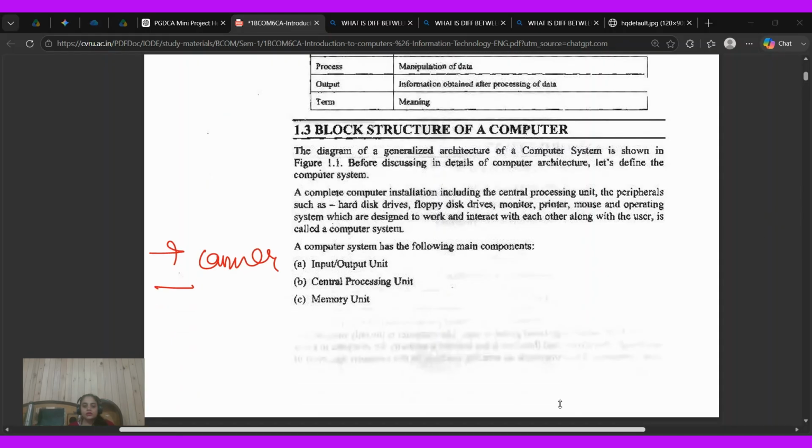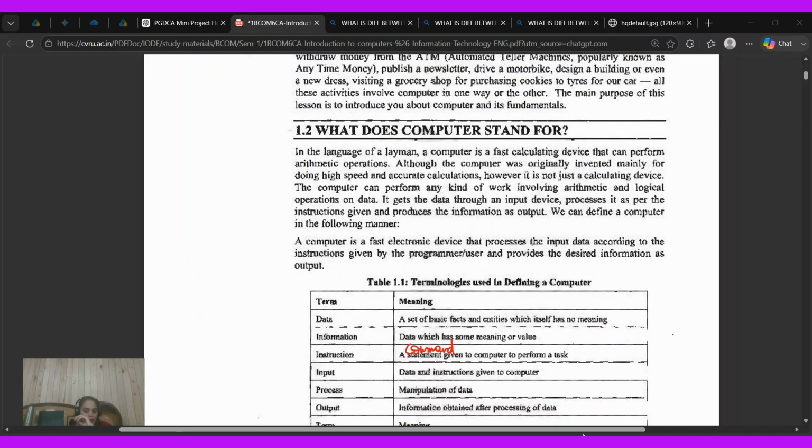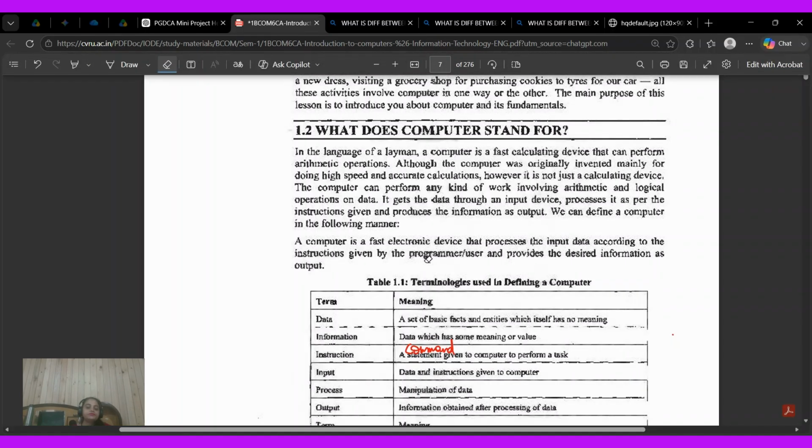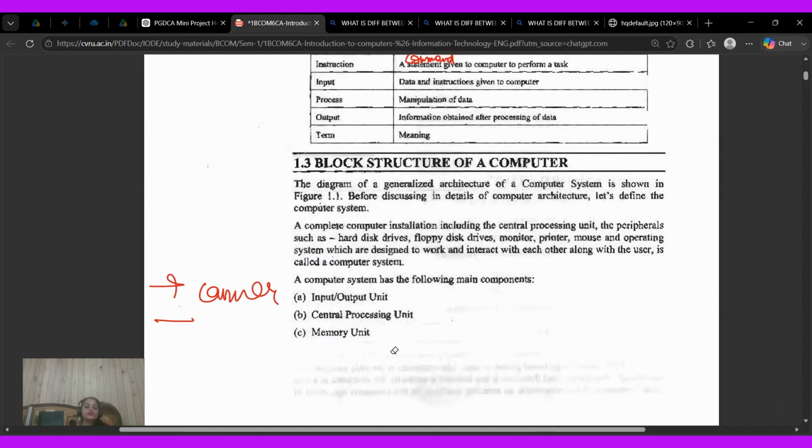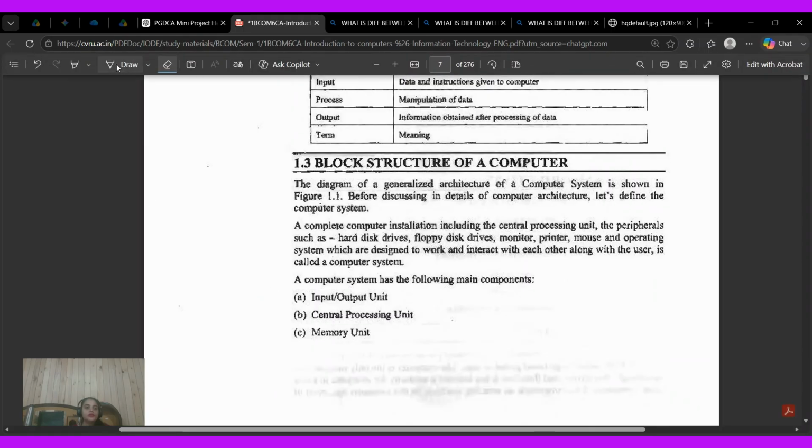So moving ahead, the next thing that we'll be studying is what a computer stands for. I already told that part. Now the block structure of the computer, very important. Before continuing that, let me explain quickly.